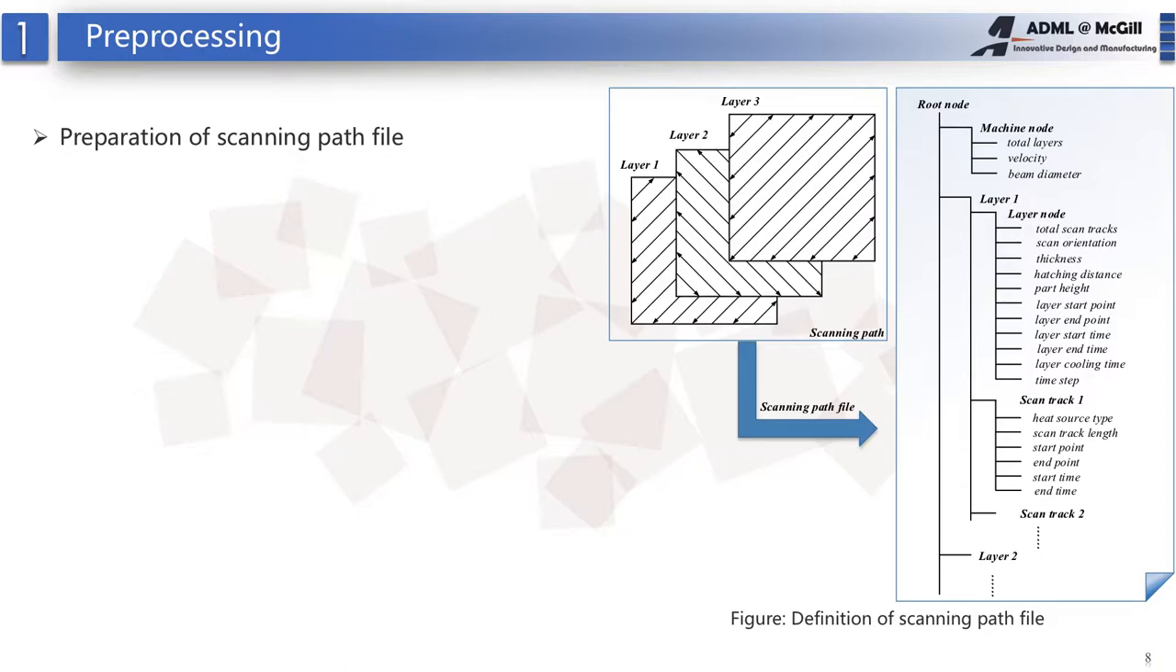There are several ways to generate this scanning pass file. For example, if we have the G-code scanning pass, then we can generate a scanning pass file from the G-code directly. However, most of the time, we cannot get the G-code-based scanning pass file. We can only get the CAD model or STL model. Next, I'll show you how to generate this scanning pass file from the geometry model in Rhino using the Grasshopper script we developed.